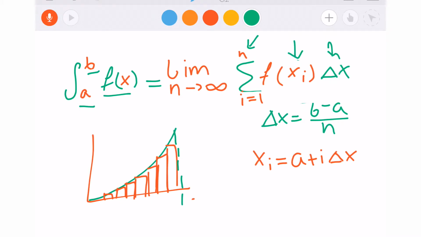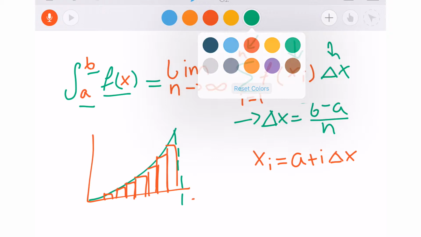So with that in mind, let's look at the variables and what they exactly are. For delta x, that is equal to b minus a over n, which is just your ending value minus your starting value over the amount of intervals that you have. For this case, since we have an infinite amount of intervals, we just leave it as n. For x sub i, it's equal to a plus i times delta x, which is just your starting value plus i times your width. So with that out of the way, let's look at this graph.